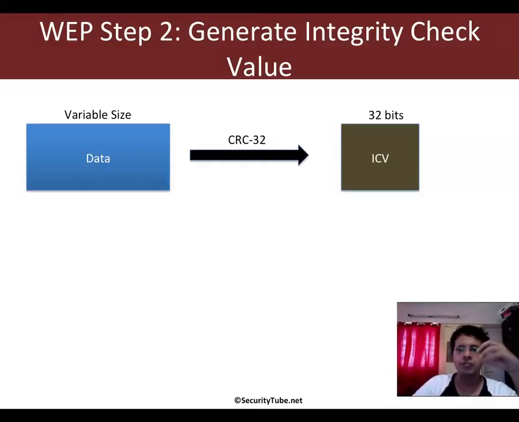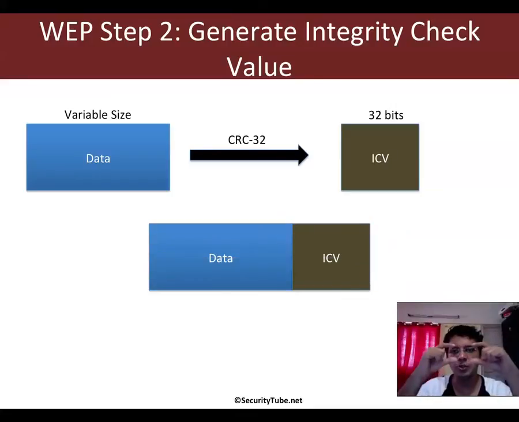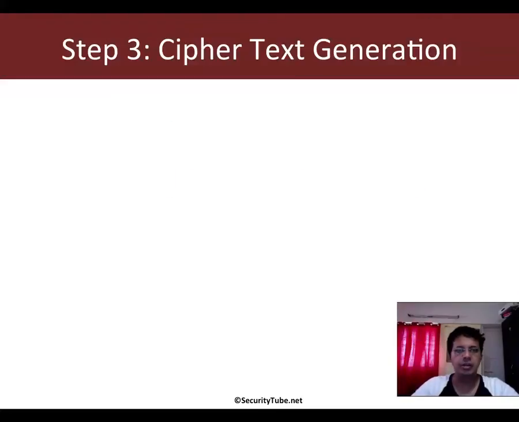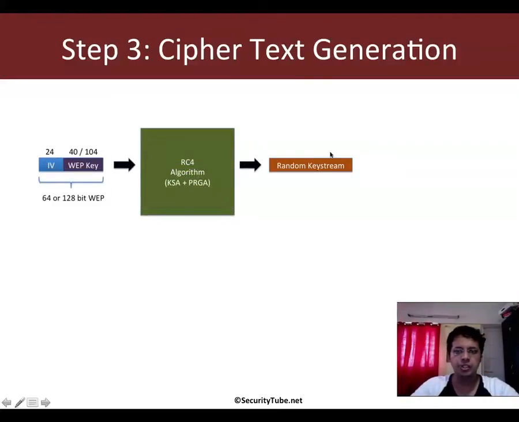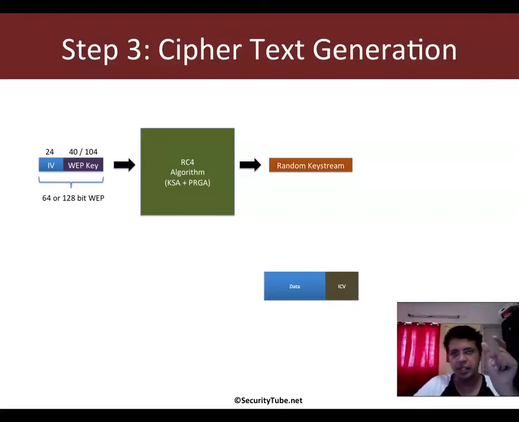Now, what we do after we generate the ICV is we concatenate the data and ICV together into one big block. So we have two things with us right now. The first step was generation of the random key stream, which can be exceedingly long depending on the size of the data we want to encrypt with it. The second thing we did was actually to take the data, generate the CRC32 ICV, and then concatenate them both together. So now we have a long key stream and we have data and ICV of fixed length.